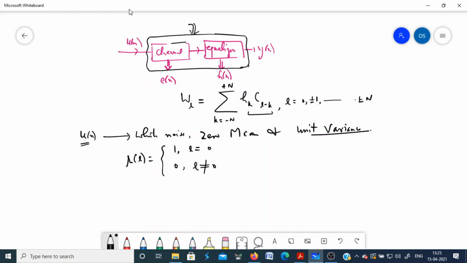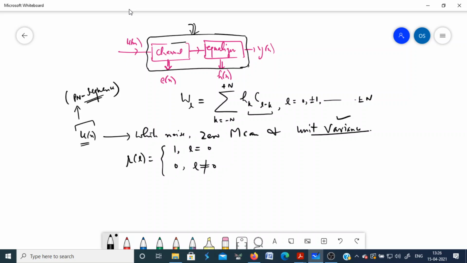When L is 0, it is the autocorrelation at 0 lag, so that gives you the average power, which is unit variance 1. If L is not equal to 0, for any other lag apart from 0, the correlation is 0. So this is a highly random process, a white process. And in the power spectral domain, its PSD is constant. Practically, how you generate a white process is using a pseudo random sequence, which is called a PN sequence. A PN sequence is a very close approximation of a white process or white noise.